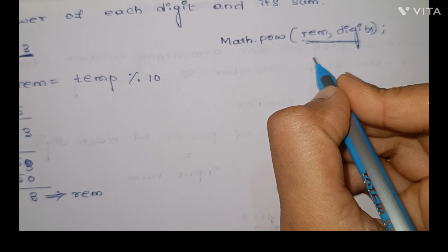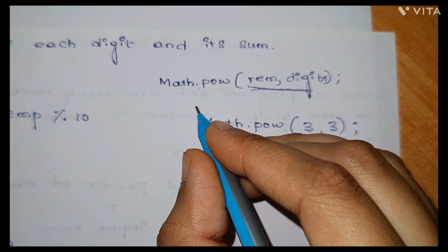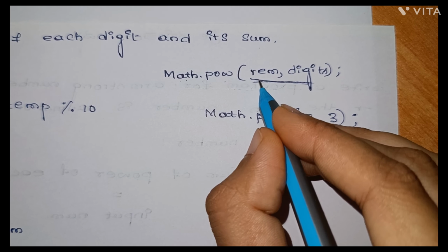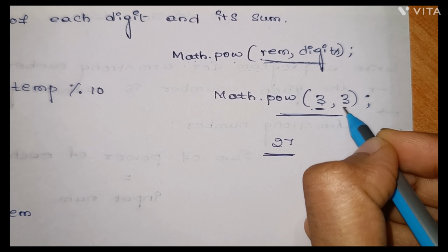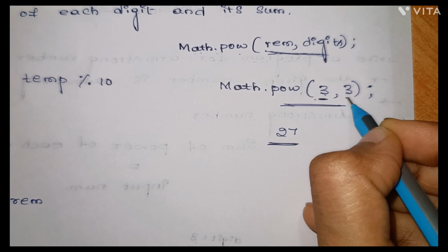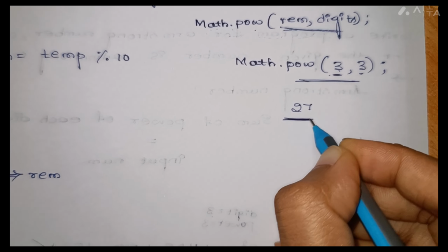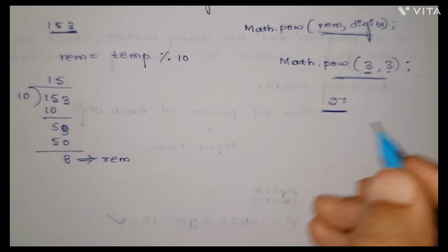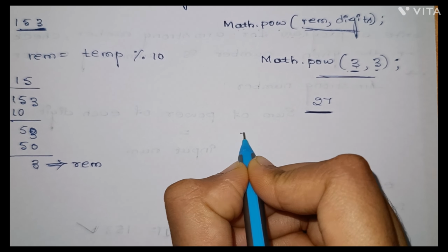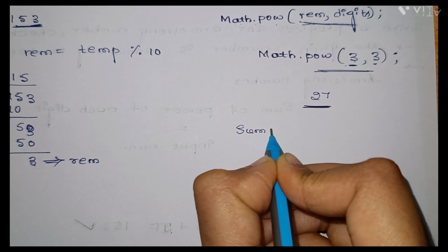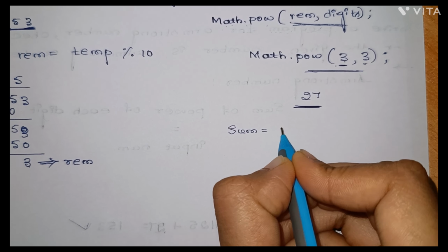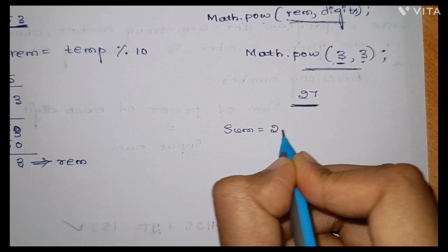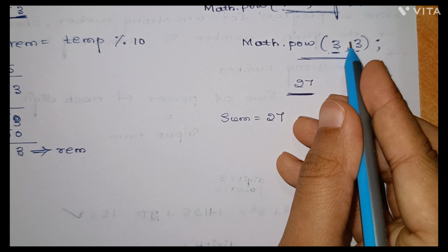This remainder is taken to calculate the power. Here the remainder is 3 and the digits are 3. Power of 3 is 27. Now let's take a variable sum which is used to calculate the sum of powers. Now 27 for 3 power 3.